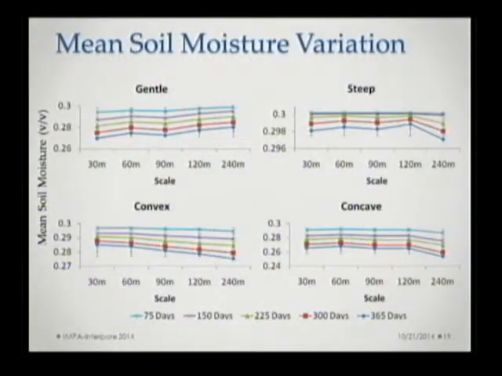Some more analysis, how the average soil moisture of the domains changes with time across the four different topographies. We see that mostly the average soil moisture would reduce with time as well as scale. As you go coarser, the soil moisture value was lower.